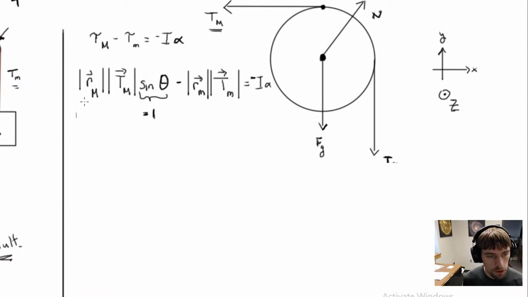So go ahead. Well, this is just the radius of the pulley, so I get R times big M times A minus R times little m times G minus A equals negative I alpha.